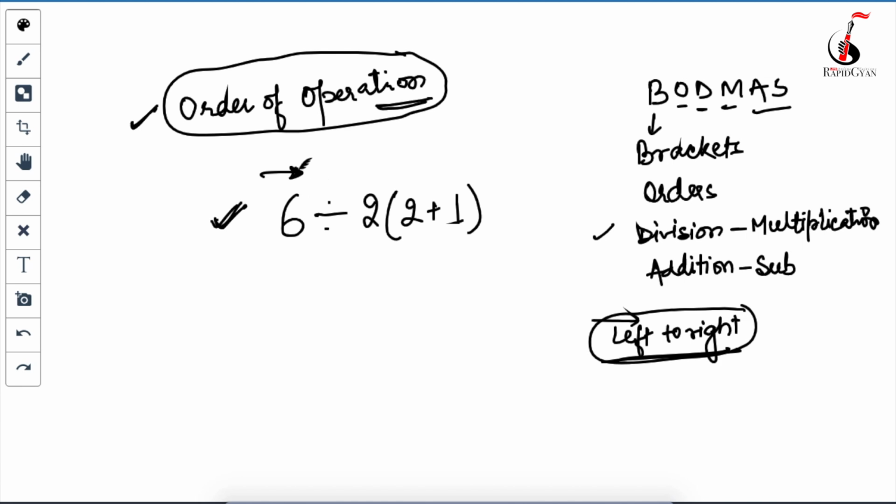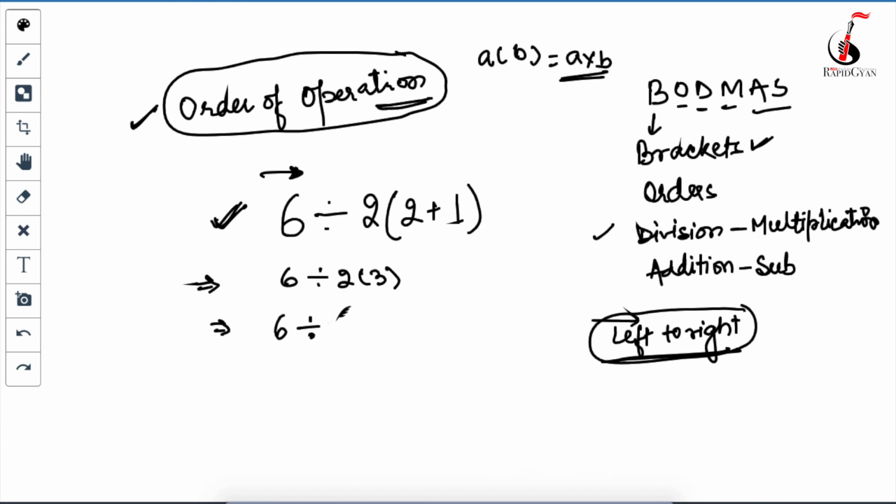Okay, so now come here and let's solve this problem. What the problem is saying first is that you will have to perform the brackets. So the bracket is 2 plus 1. So your expression will become 6 divided by 2 multiplied by, in bracket, 3. Not multiplied, I will write in bracket 3. Okay. So we know that anything written like a in bracket b is nothing but a multiplied by b. Correct? So next step, I can write it like this: 6 divided by 2 multiplied by 3. Correct?